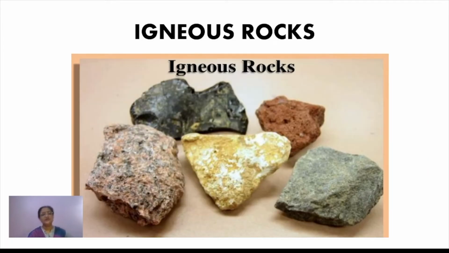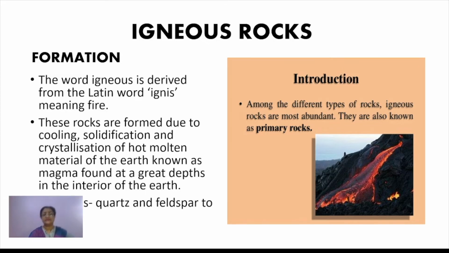Now let's talk about the first type of rocks, igneous rocks. Where has the word come from? Igneous means something related to fire, because the word comes from the Latin word ignis, which means fire. So we can easily relate that any rock on earth which is formed out of burning hot molten magma or lava, whenever it cools down, forms igneous rock. In other words, these rocks are formed due to cooling, solidification and crystallization of hot molten magma or lava.